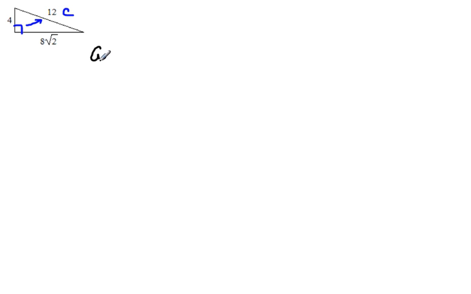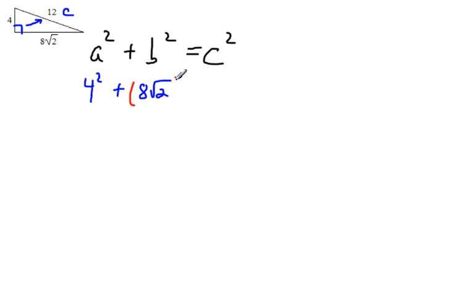Alright, so let's work this out. A squared plus b squared is equal to c squared. Doesn't matter what we choose for a, so I'm just going to put 4 squared plus 8 root 2 squared, square the whole thing, and that's equal to 12 squared. We've got to figure this out. So 4 times 4, that's 16.